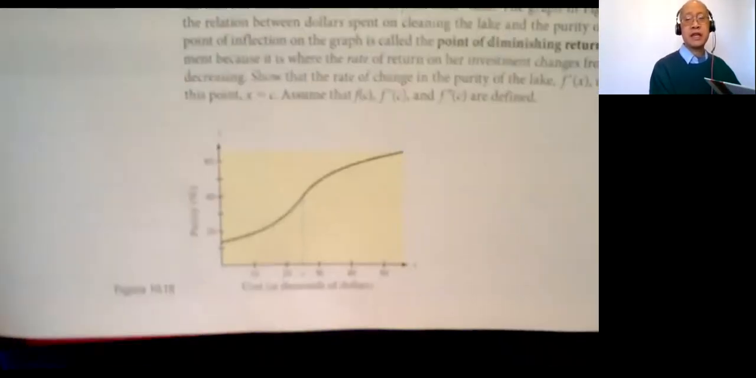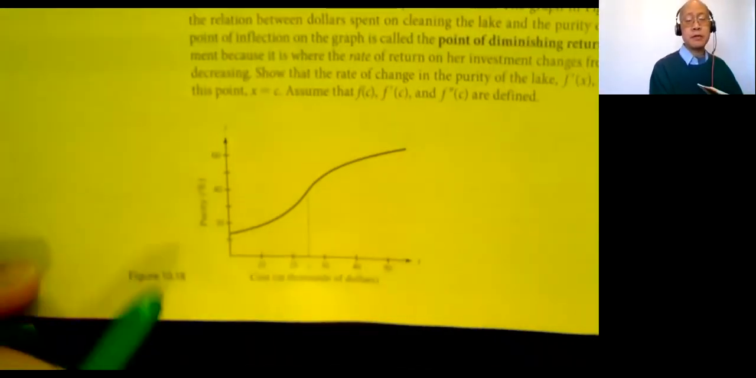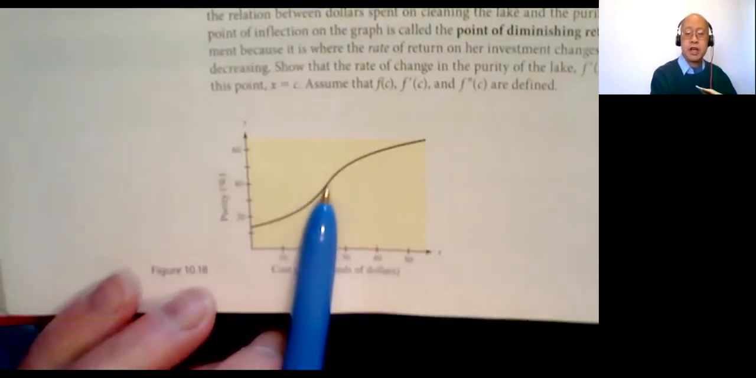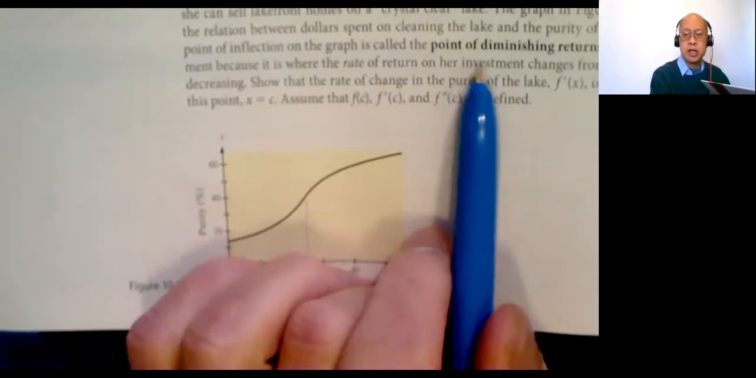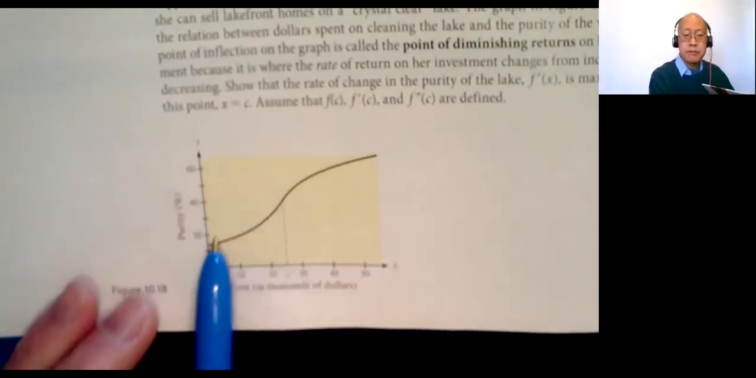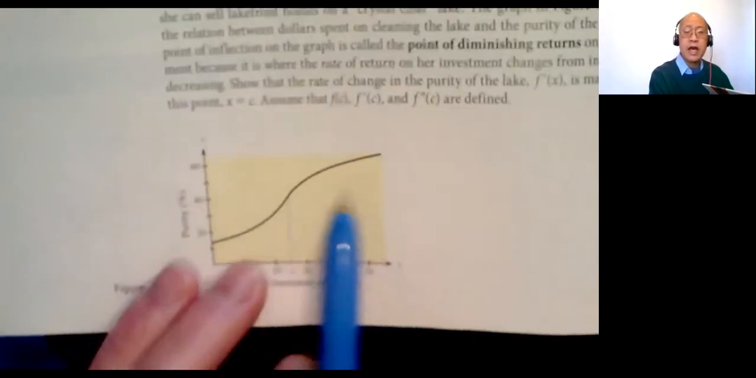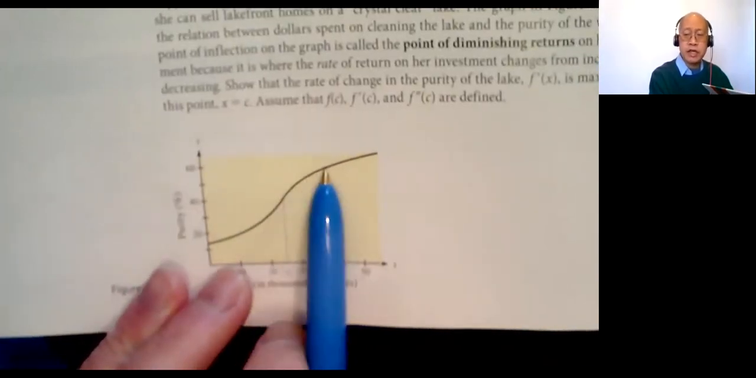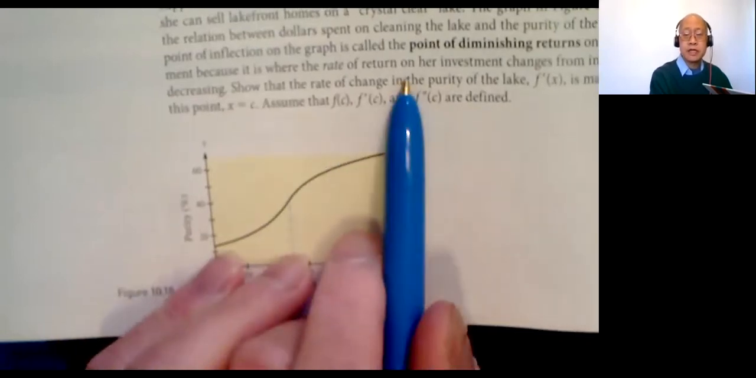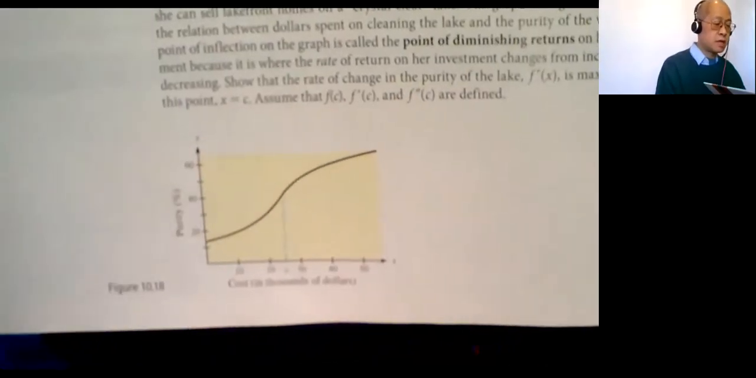I'll just say this in passing, but in economics and sometimes in scientific applications, the point after the inflection point is sometimes called the point of diminishing returns. The graph is still going up. Notice how it goes up fairly sharply and then it levels out. So you're still increasing, but not as much as before. That's considered a point of diminishing returns at your inflection point.